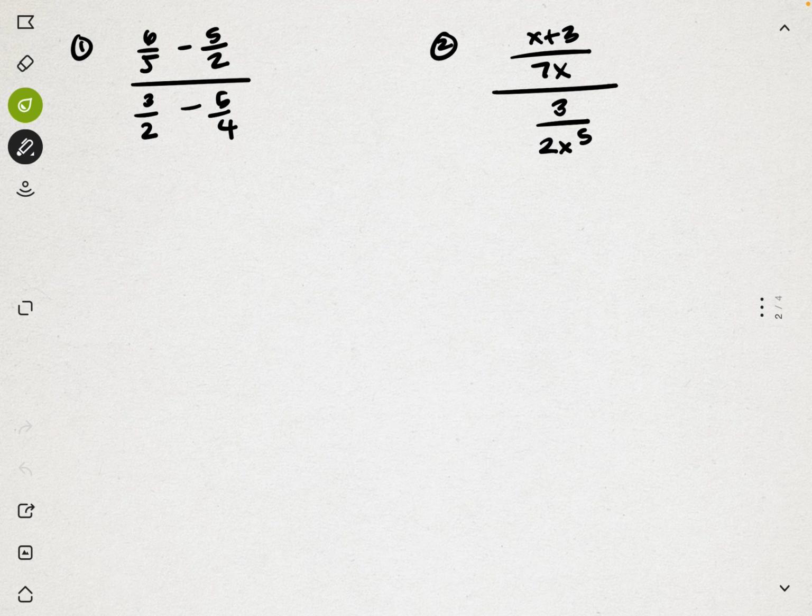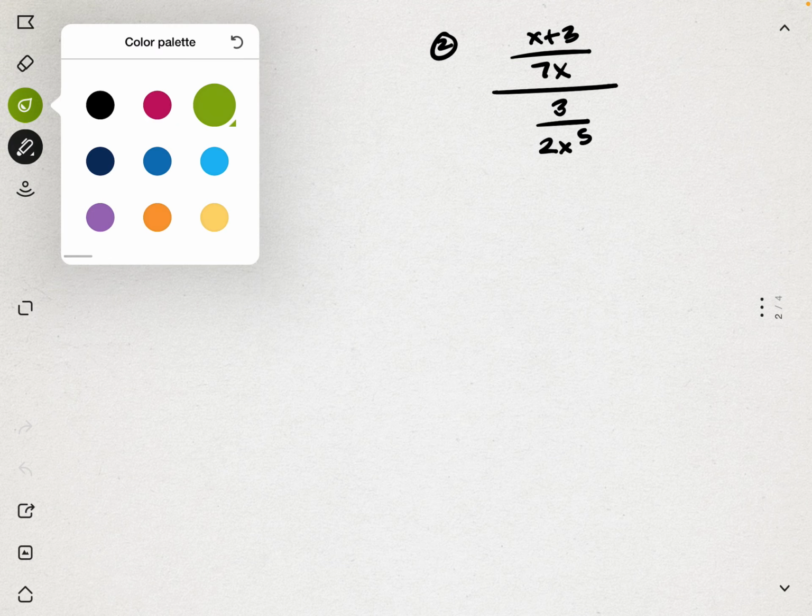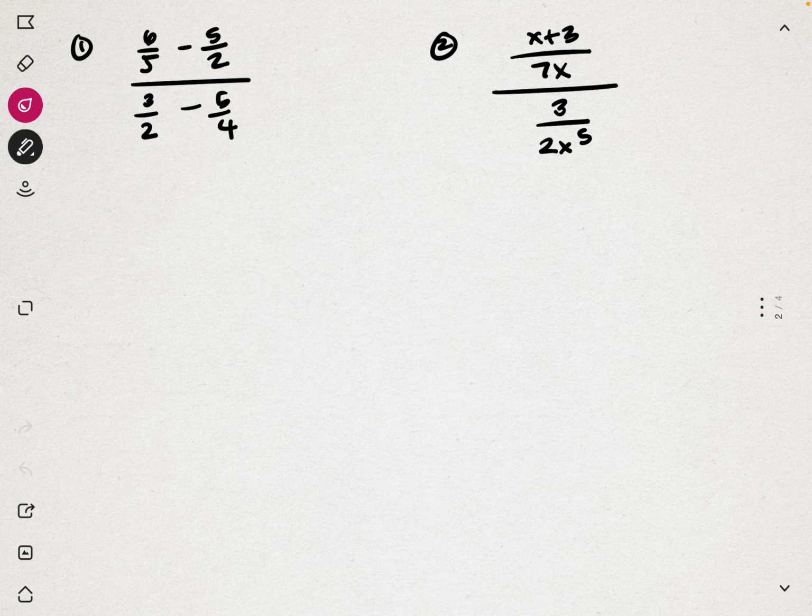So for the first one, let's change colors. What we're going to do in these cases where we have an addition or a subtraction on top, we're going to do our addition or subtraction first. So that most of the time means that we need to do our least common denominator, right? So let's go ahead and do this one for problem number 1. So we're going to multiply by 2 top and bottom. We're going to multiply by 5 top and bottom.